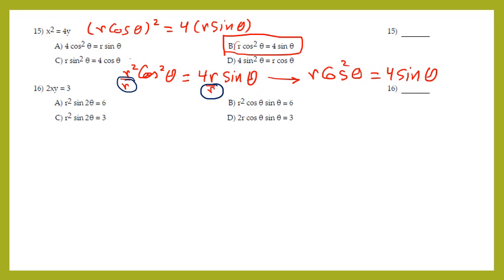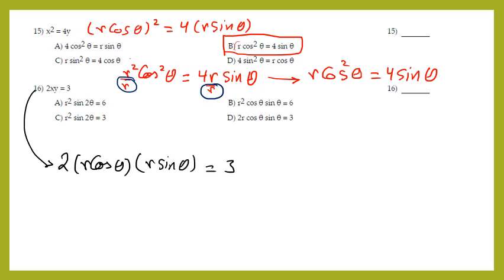Okay, now number 16, I think you got the idea. You are going to replace x with r cosine the angle and y with r sine the angle, is equal to 3. R by r is r squared, so it's 2r squared cosine the angle multiplied by sine the angle is equal to what? Equal to 3.